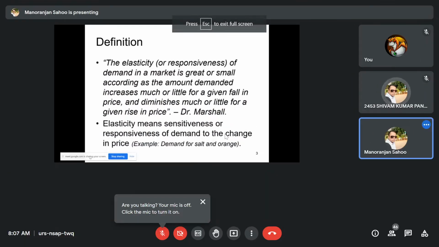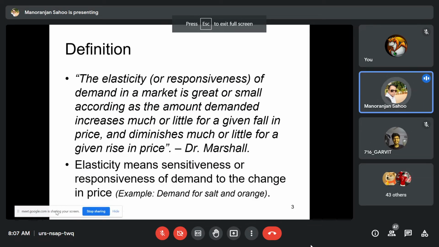Sensitiveness of demand to change in the price. Every commodity does not have the same type of elasticity. For example, suppose we say salt and orange. How much the demand for salt will be affected by an increase in the price of salt may not happen in the context of the orange.